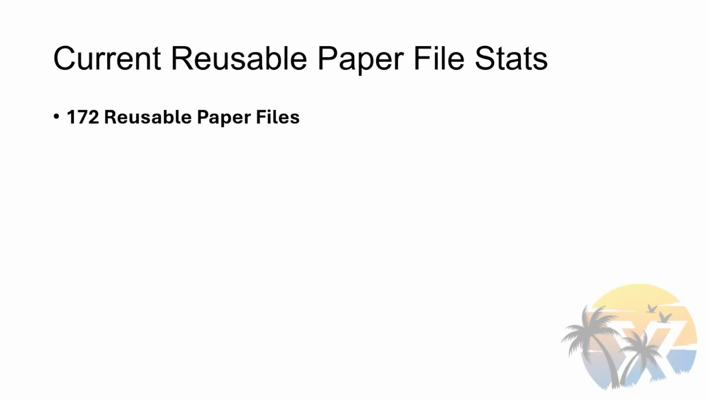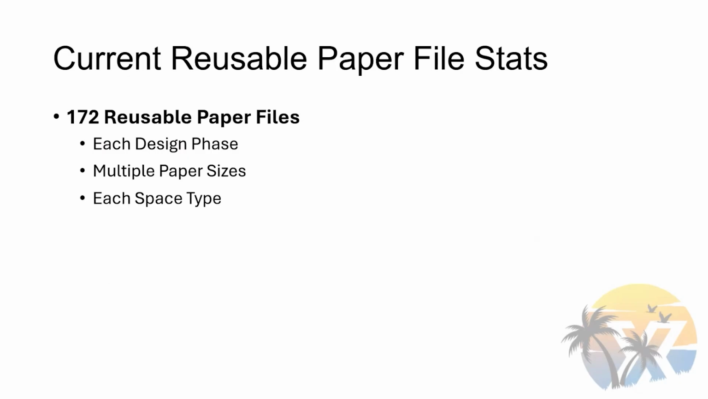So you may be curious, what exactly makes up all 172 of these pages? So first we have each design phase. So think presentation drawings, preliminary drawings, final drawings, install drawings, and so on. And then we also have each paper size of those phases. So we've got B size, C, D, and E1 size. We also have papers for each space type. So we categorize our spaces as ancillary, offices, and workstations.